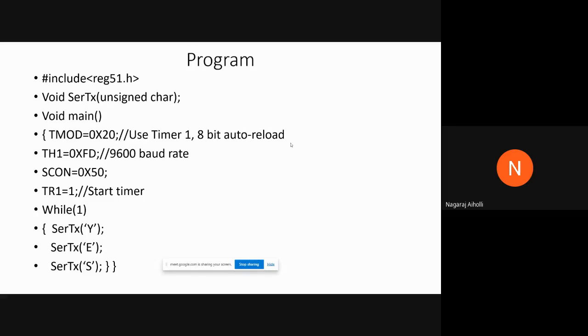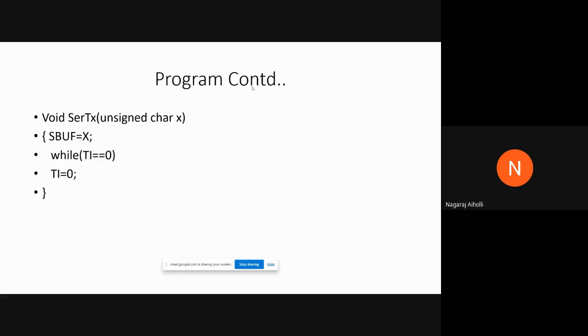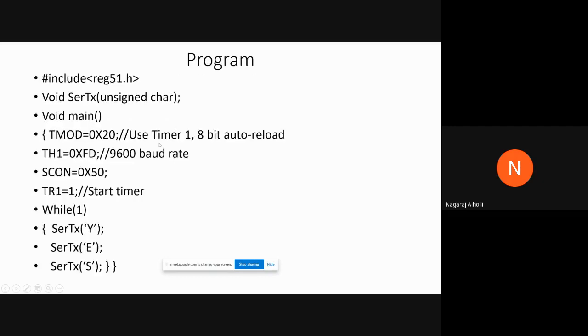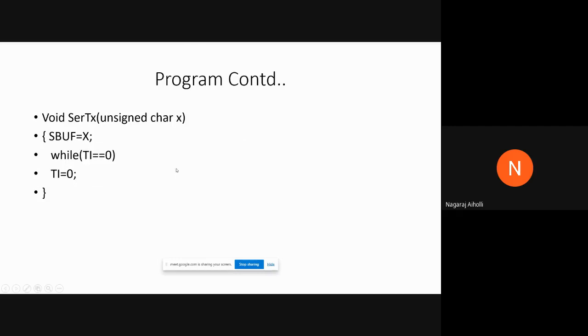Already this timer is started, so serial transmission is about to start. Then in the loop we call serial transmission of 'Y', that is, we are sending the character Y from the main function to the sub function. Once this function is called, it comes to the sub function, void serial transmission of unsigned character x. The character we have sent, Y, will be stored in x, and from there the serial data transmission starts.